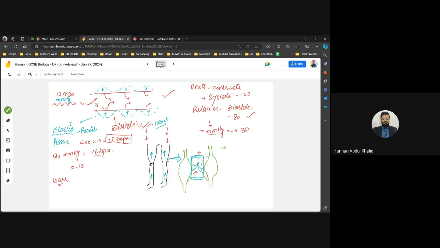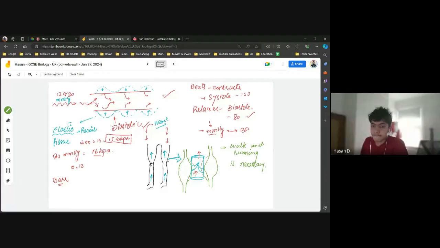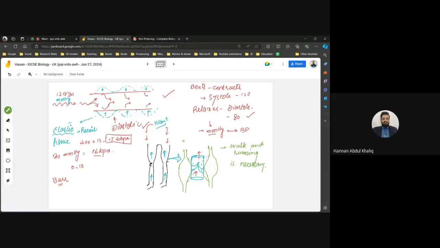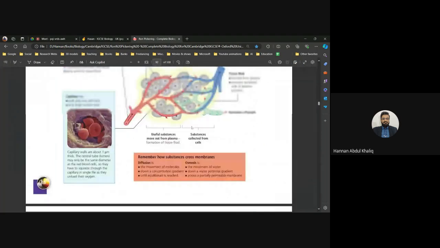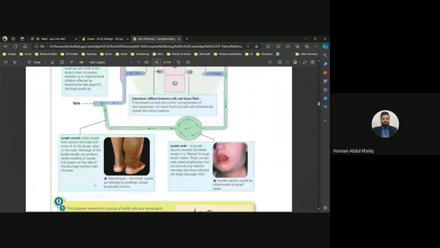For this purpose, walking and running is necessary, because if you do not walk, then always remember that you are not going to push your blood to the next level. Getting it? So that is why these muscles are important. These muscles are typically very important because they push the blood. Look at this.